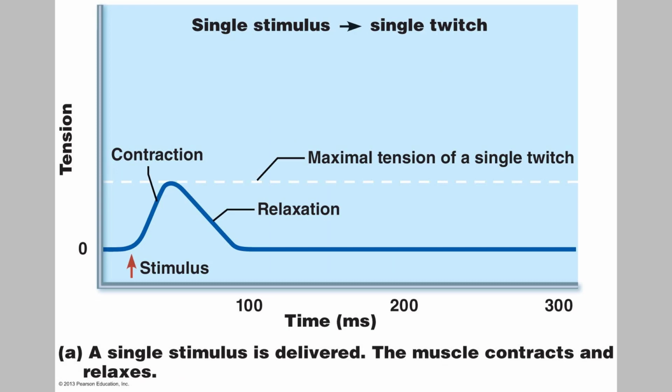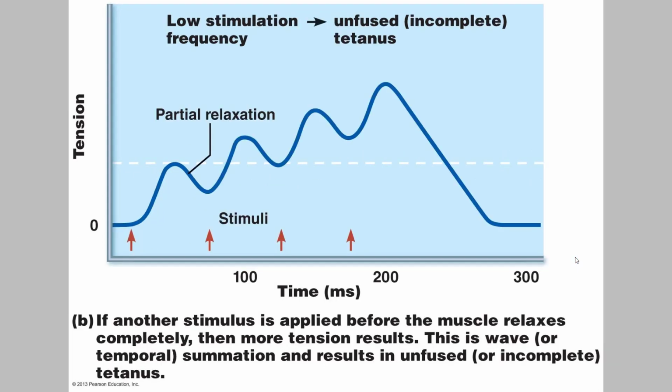So here that is kind of stretched out. Here we have a single twitch. Here's our stimulus applied, and then back to rest. But, like I said, that doesn't really happen. When we are sending signals to muscles in our body, we don't send a single stimulus. We are needing to do some sort of activity with that muscle. So what happens if we send more stimuli?